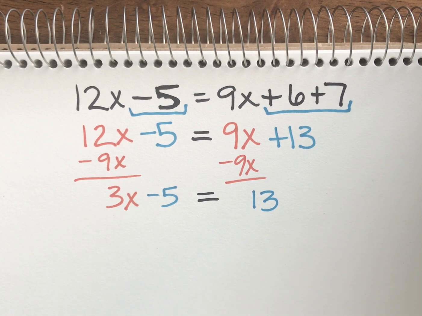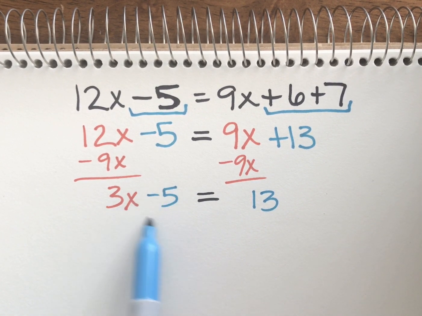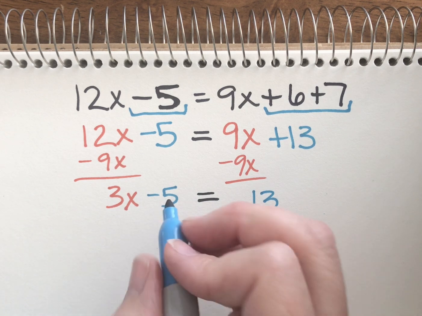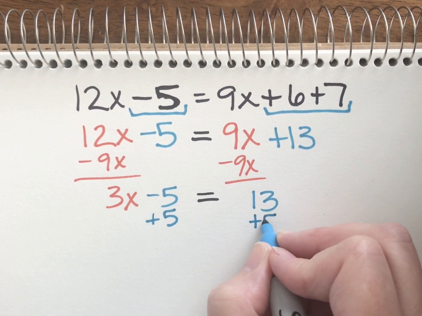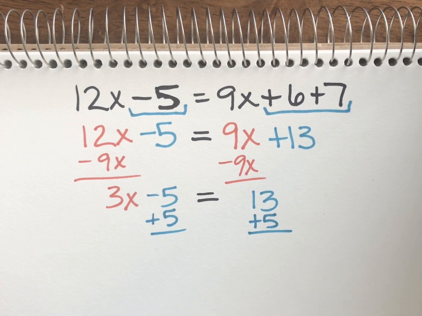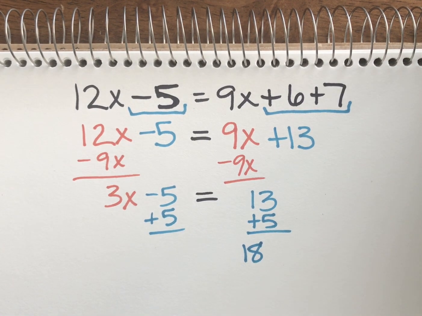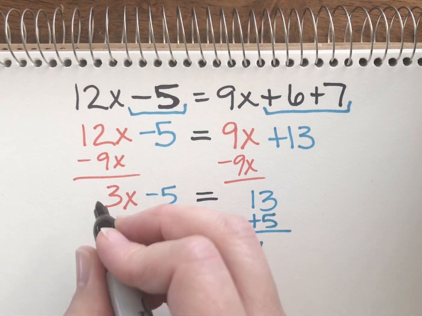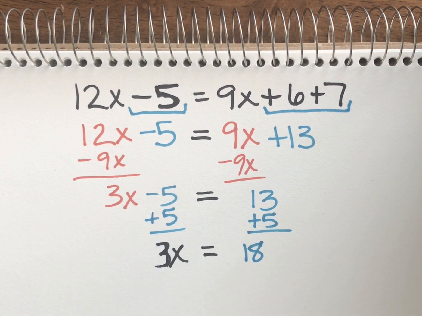Now I'm going to combine the two constants. Since I have the 3x on this side, I want to move this minus 5 away from the x. So if that's minus 5, I want to do plus 5. And if I do plus 5 on that side, I want to do plus 5 on this side. 13 plus 5 is 18. So now I'm left with 3x equals 18.